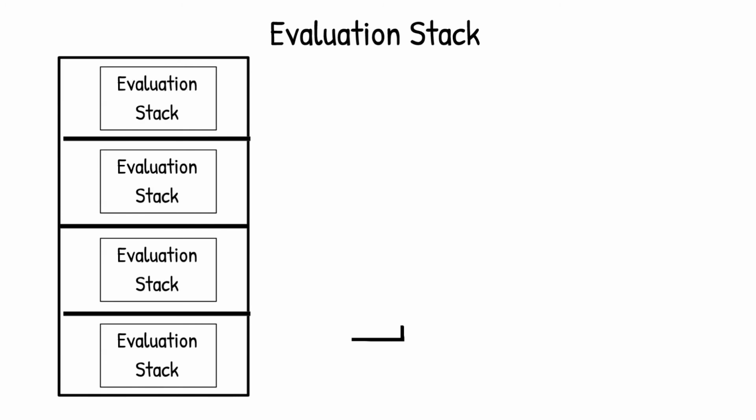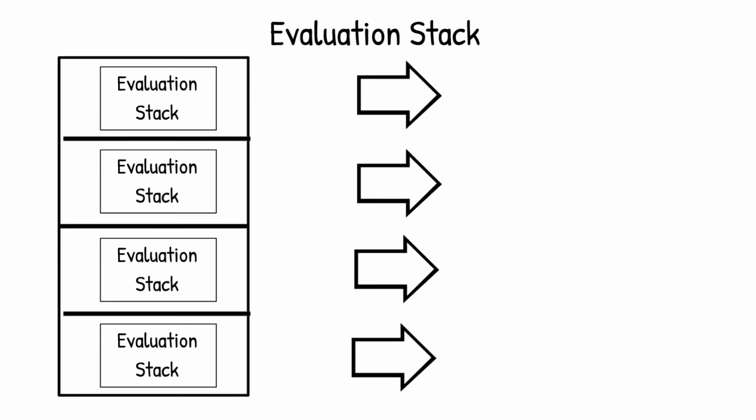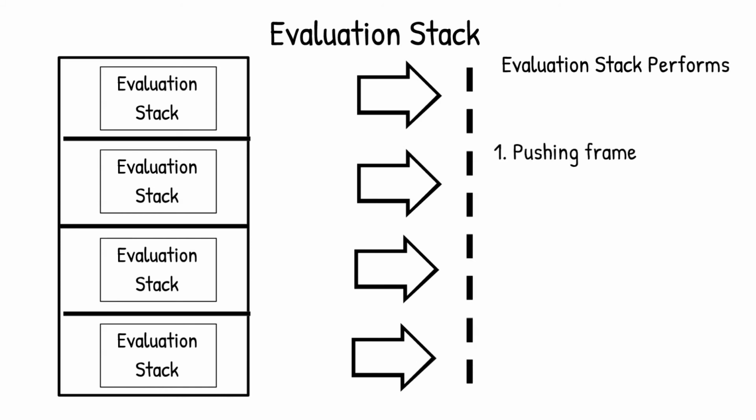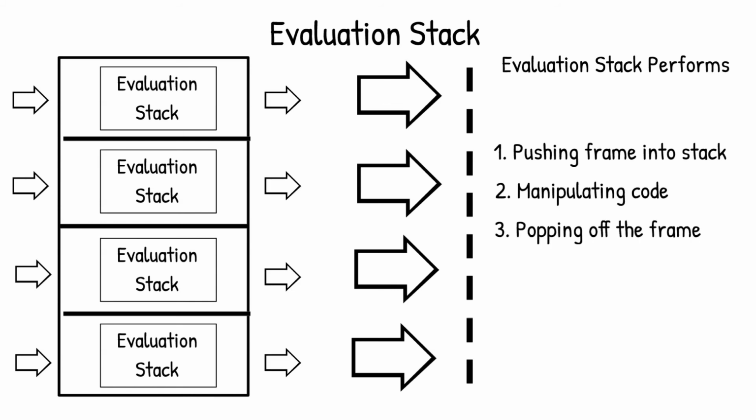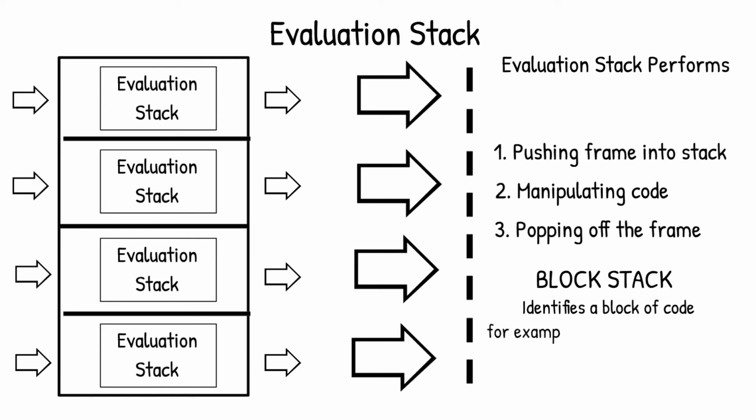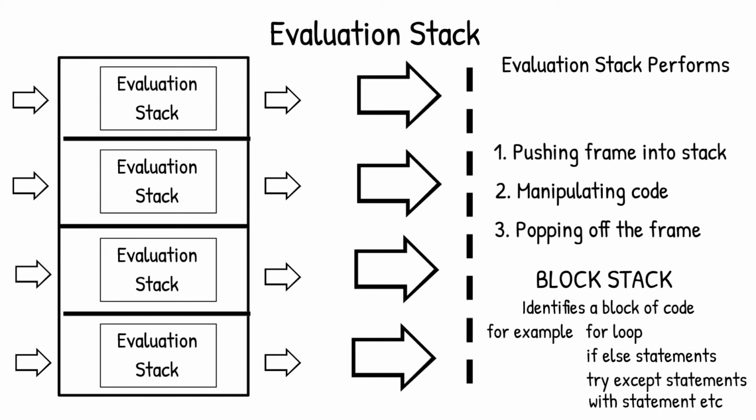Next is the evaluation stack. Each frame in the stack has an evaluation stack, which basically executes the Python functions or code. Execution of the Python code consists of pushing the frame into the stack, manipulating, and then popping off the frame. Each frame also contains a block stack, where the interpreter identifies a block of code. For example, for loop, if-else statement, try and except statements, with statements, etc.